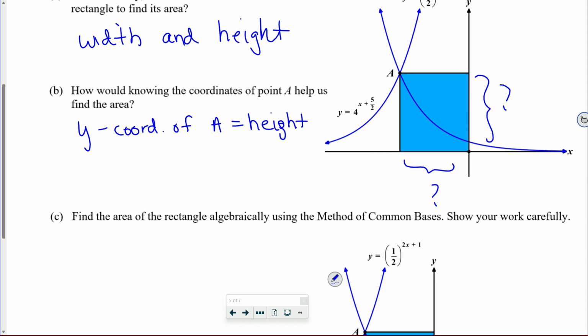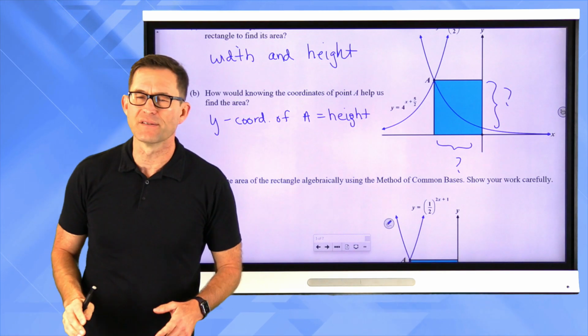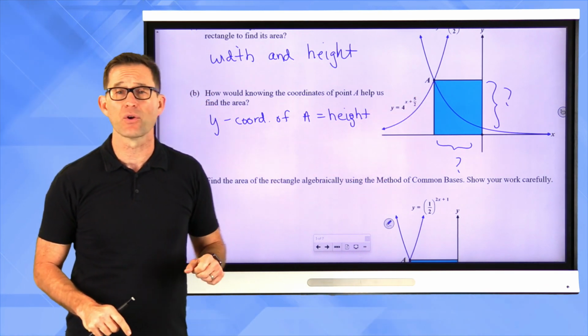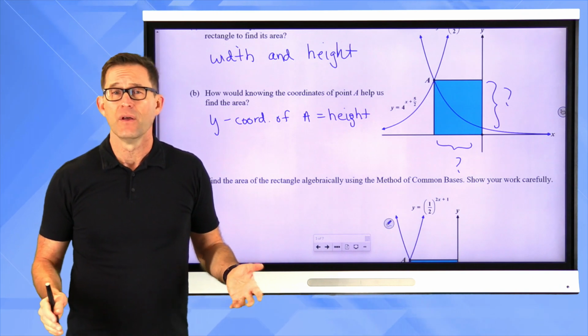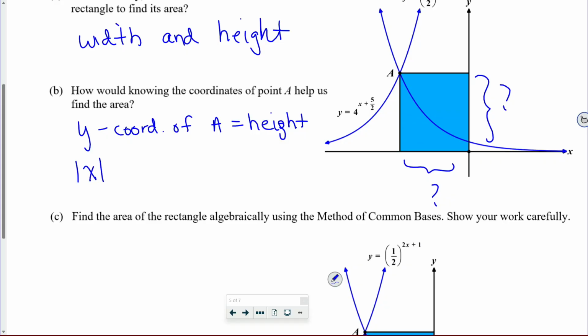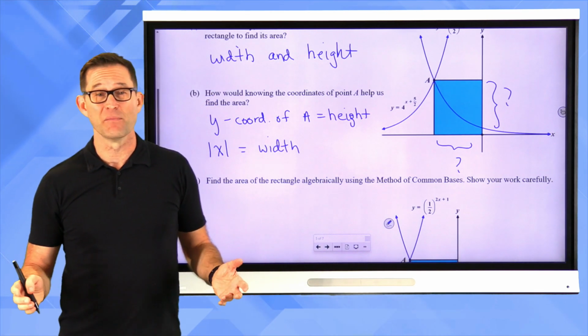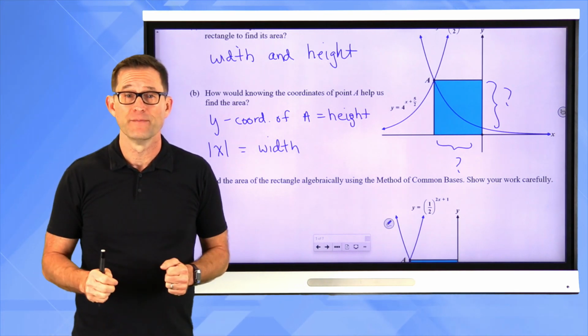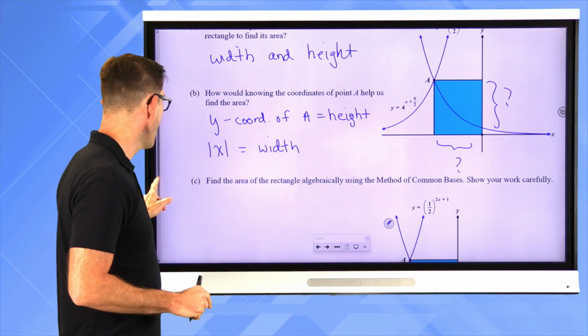Now, the x-coordinate, I'd love to be able to say is the width, but whatever the x-coordinate is, if this picture is drawn somewhat accurately, it is going to be negative. So really, it's the absolute value of x that will be equal to the width. But once we find that x value, we'll easily be able to say, once we turn it positive, that's the actual width. All right, so now let's do it.